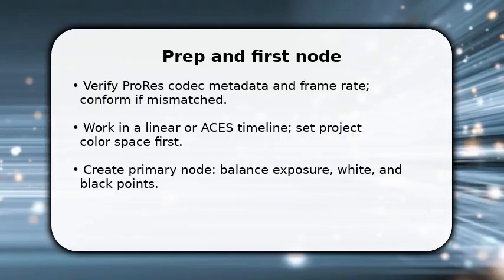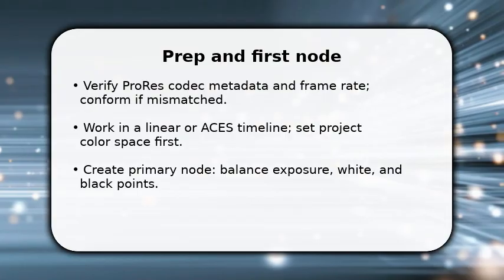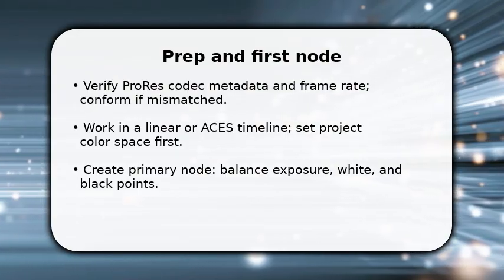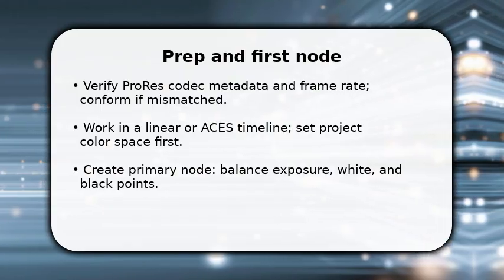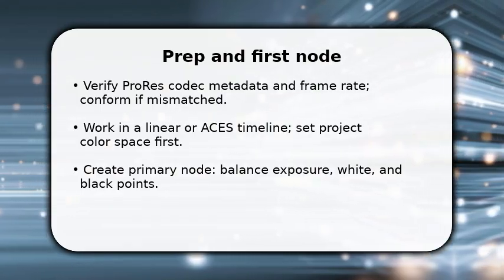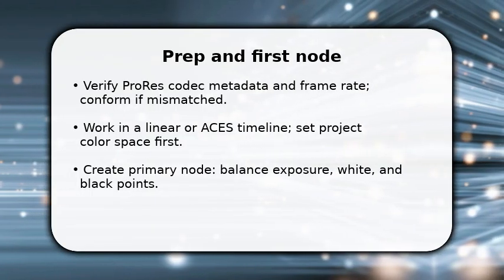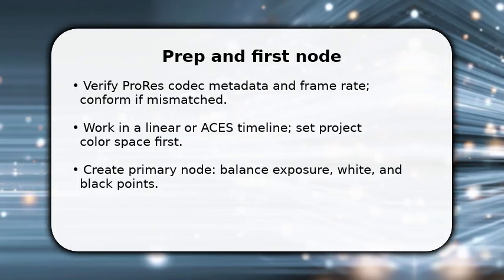You begin by confirming the ProRes file's frame rate and color metadata so you avoid later shifts. Once verified, set your timeline to a linear or ACES space to preserve dynamic range. This matters for accurate lifts, gains, and saturation.